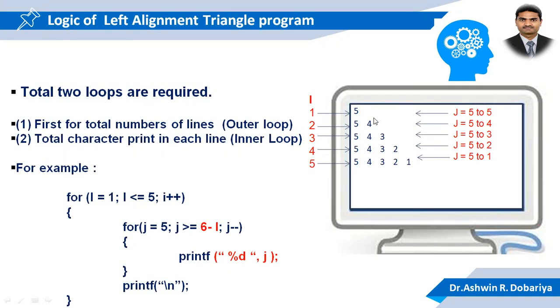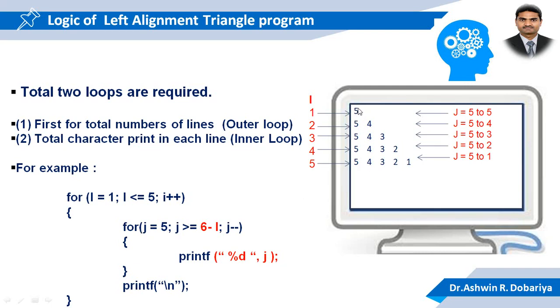As per our practice, first we have to think how many lines we want to print. According to that, we will set the counter variable of outer loop. So here 5 lines we want to print, so i is equal to 1, i less than or equal to 5, i plus plus. But very important is the inner loop, because inner loop is responsible to print the numbers. So how we can set the counter variable of inner loop?